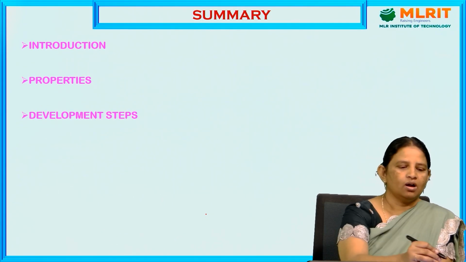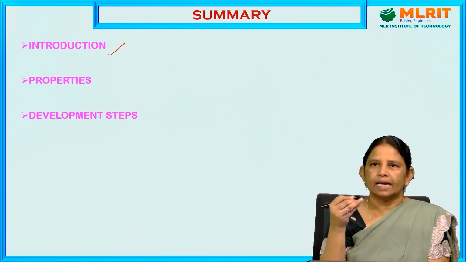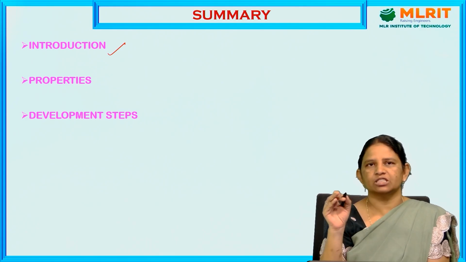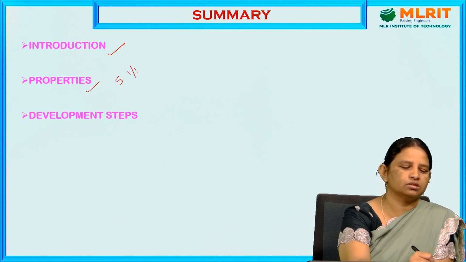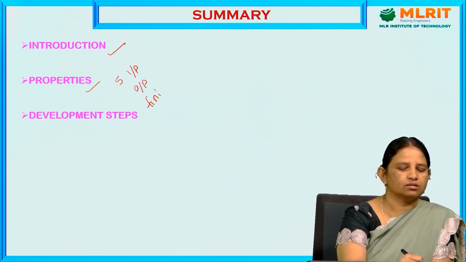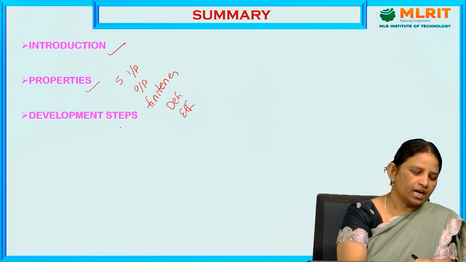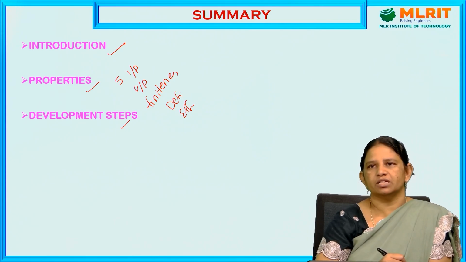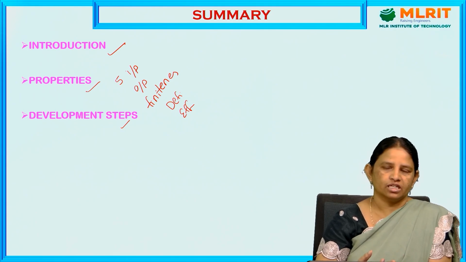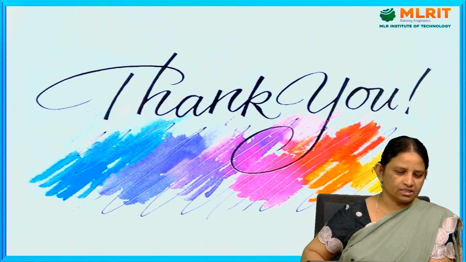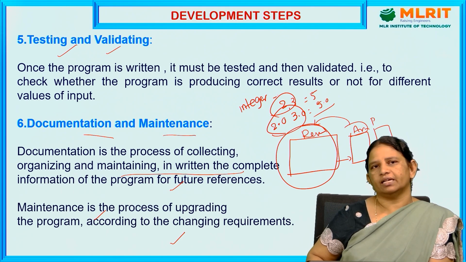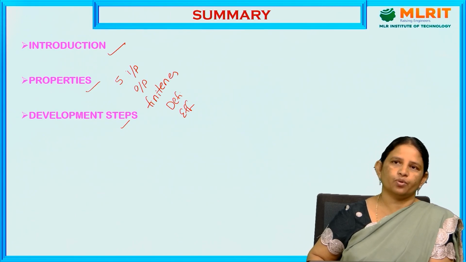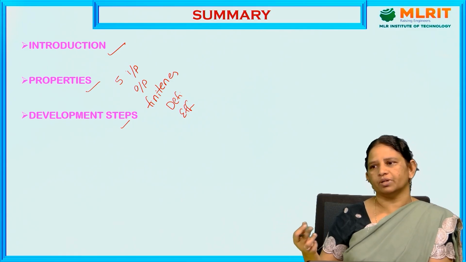Up to now, what we have discussed: what is the definition of an algorithm? An algorithm is a step-by-step procedure for solving a problem. Then we discussed the properties of an algorithm. There are 5 properties: input, output, finiteness, definiteness, and effectiveness. And we also discussed the development steps, how the algorithm is developed. There are 6 steps. First is specifying the problem statement. Second is designing an algorithm. Third is coding. Fourth is debugging, then testing and validating, and documentation and maintenance. These are the program development steps. How the algorithm is to be designed to develop a program.